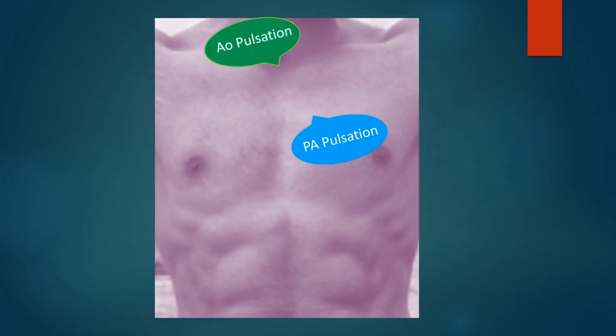Pectus carinatum is sternal prominence, also known as Pigeon chest. This can occur in congenital heart diseases with large left-right shunts in infancy. Second, visible pulsations. Suprasternal pulsations can be seen in aortic aneurysm and aortic regurgitation. A large dilated pulmonary artery can cause pulsations in the second left intercostal space.